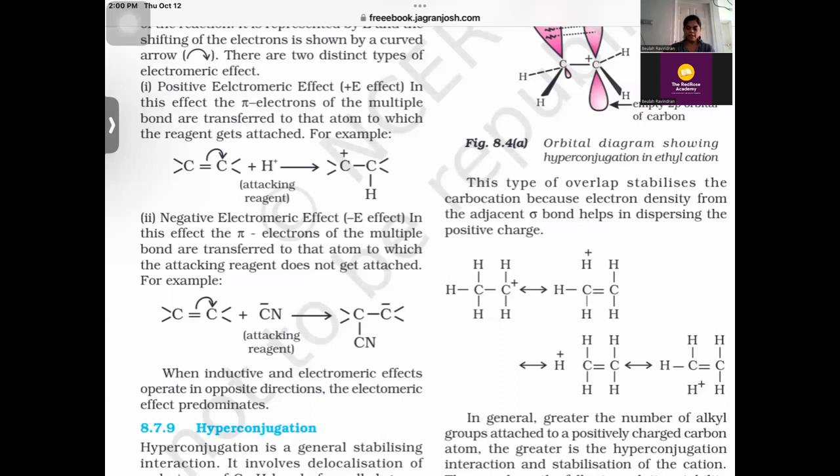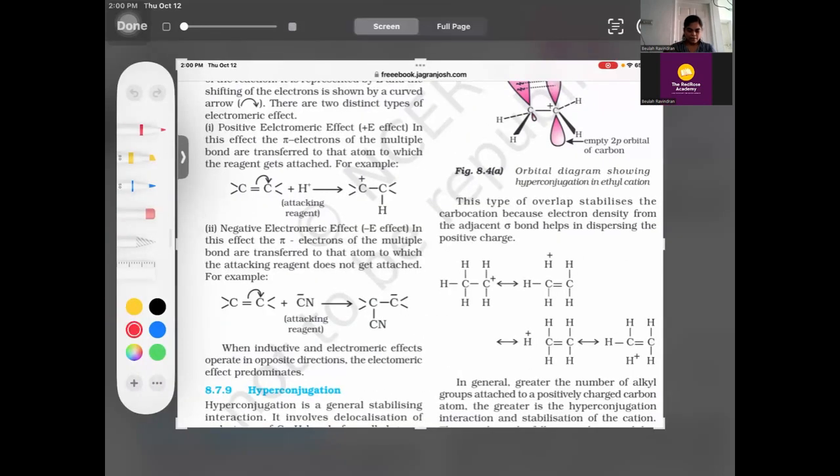Now see this reaction, this is the attacking reagent. Now what happens? This bond is shifted. That means in this bond, it is not like plus and minus. If the bond is cleaved with plus and minus, that is the inductive effect. Got it? The mesomeric effect, you know, represents the resonance structure. In this electromeric effect, it is totally like a homolytic cleavage. Both the electrons are shifted from the multiple bond to the particular atom where the reagent is attached. Got it?